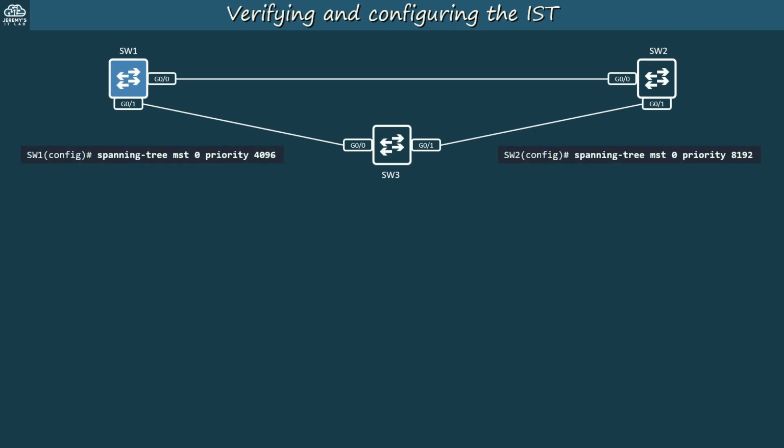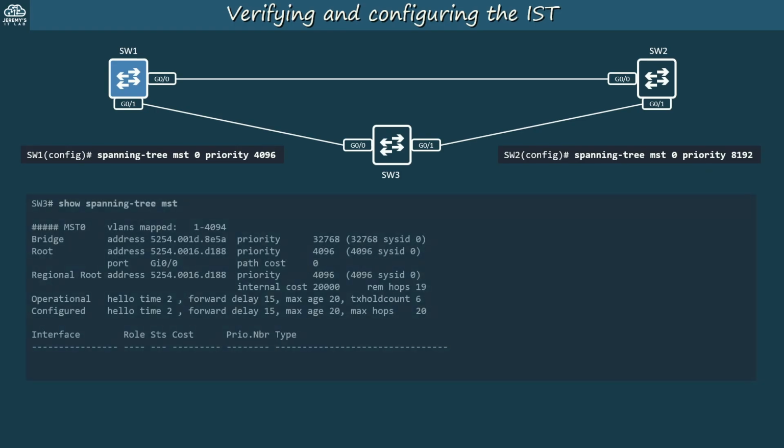I made switch 1 the root bridge with spanning-tree mst 0 priority 4096, and made switch 2 the backup with spanning-tree mst 0 priority 8192, to ensure that switch 2 becomes the new root bridge if switch 1 goes down. Just like PVST+ commands require you to specify the VLAN ID, like spanning-tree vlan 1, MSTP commands require you to specify the instance ID, like spanning-tree mst 0. Next, I used show spanning-tree mst on switch 3 to verify the topology.